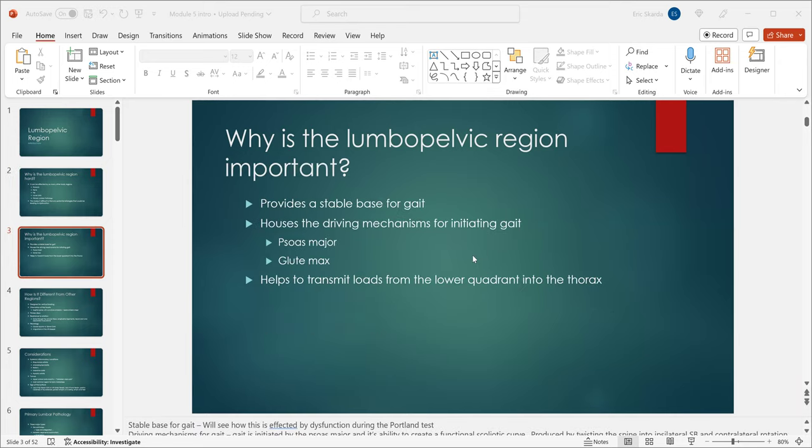Okay, so why is it important? Well, there's a lot of reasons, right? So, stable base for gait. This is something that we can test for using the Portland test. I think I did show it to you guys when I was out there for the module three class as a screening test. If not, I'm just confusing myself here. We will show it to you in module five coming up in a few weeks.